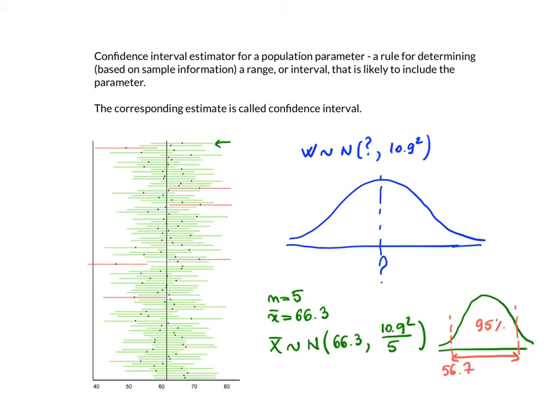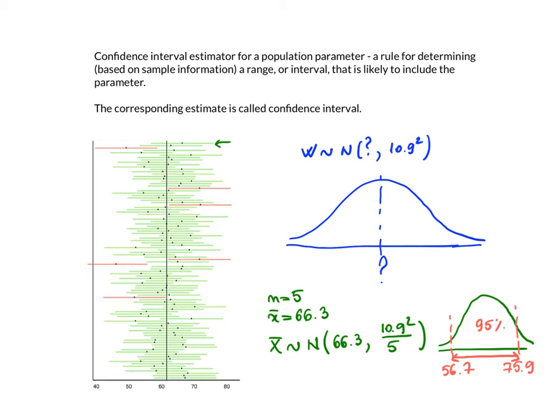56.7 to 75.9. So if you look at my first interval here, what I'm talking about is from about 56.7, somewhere here, to 75.9, about 76. So that's how these intervals are constructed.